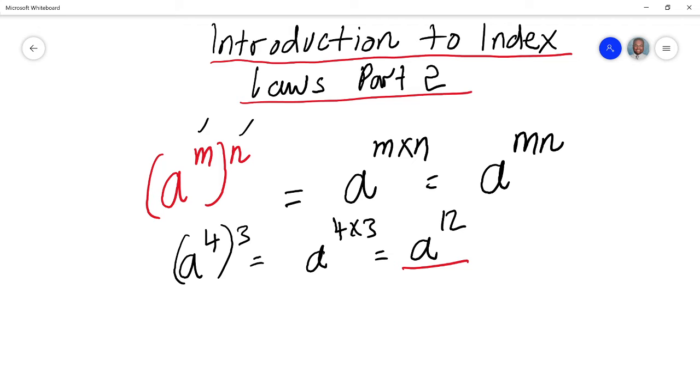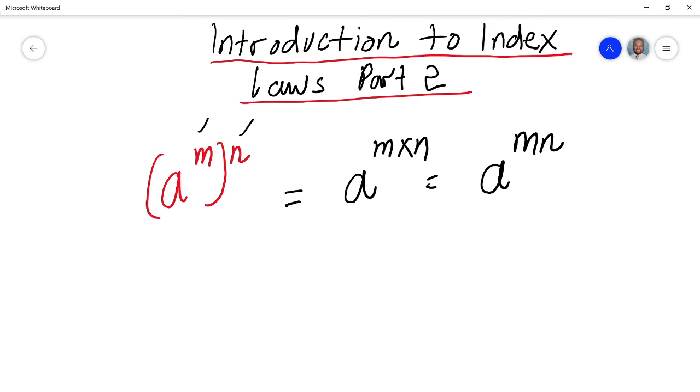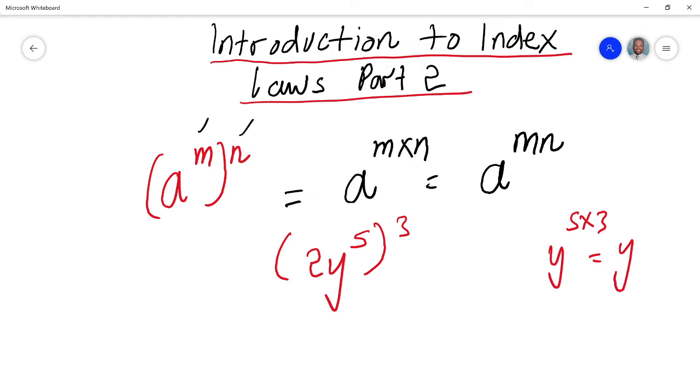Another example, and suppose we do something a little bit more complex. Say you've got 2y to the power 5, the whole thing to the power 3. How do we work that out? We know what to do with the y, because y to the power 5, the whole brackets to the power 3, becomes y to the power 5 times 3. So for the y, we've got 5 times 3, which is y to the power 15.